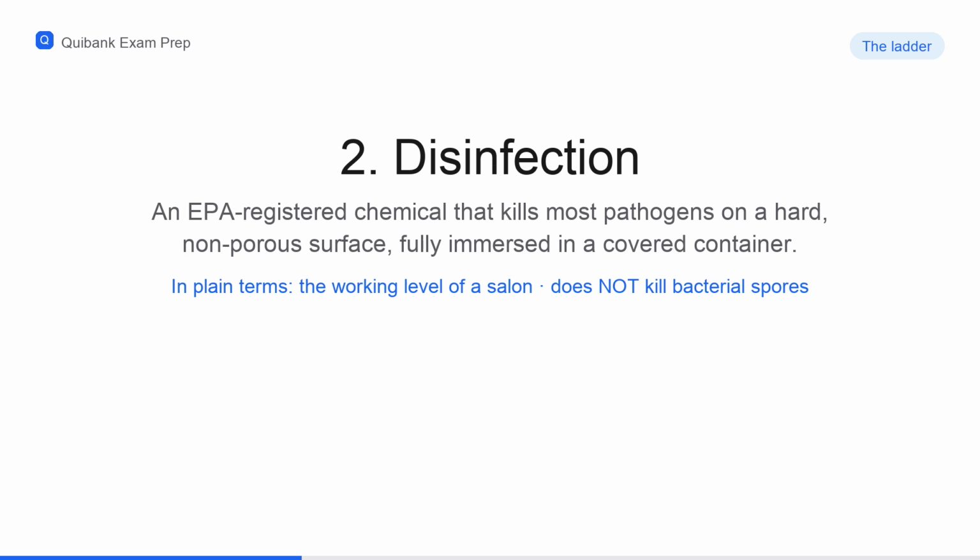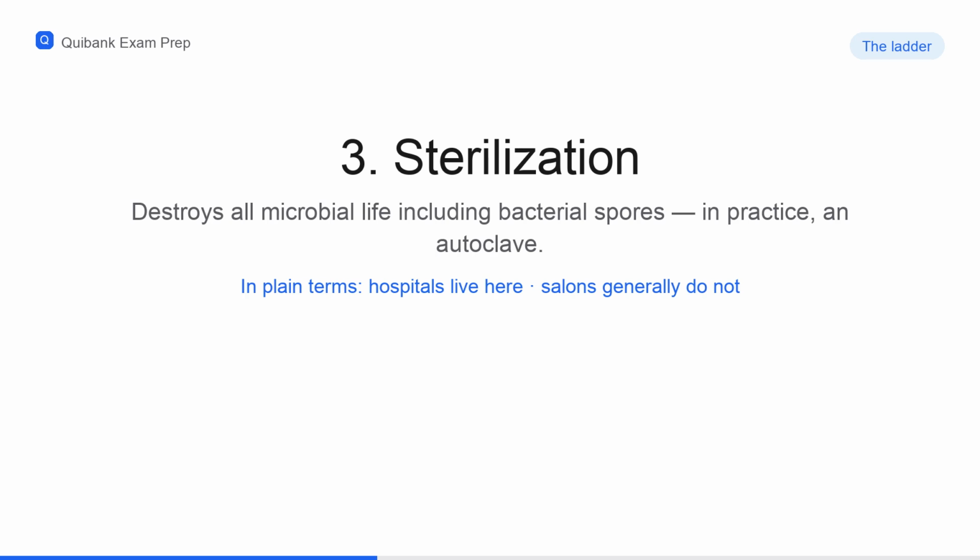Rung 2 is disinfection, a chemical that kills most pathogens on a hard, non-porous surface. This is the working level of a salon, an EPA-registered disinfectant in a covered container with the implement fully immersed. Disinfection does not kill bacterial spores, and it is not meant to. Rung 3 is sterilization, which destroys all microbial life including spores, and in practice requires an autoclave. Hospitals live here. Salons generally do not, and your exam does not expect them to.